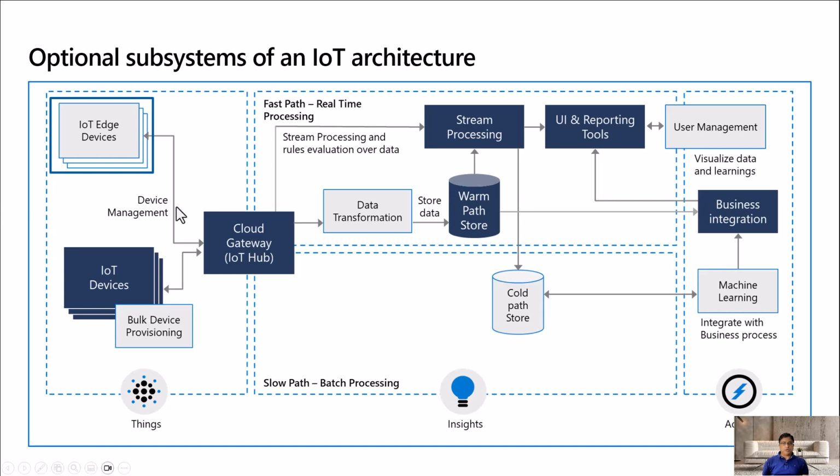Then the second part is your bulk device provisioning. Bulk device provisioning helps you deploy a fleet of devices in one shot. So that helps you do it in a much faster way, and in bulk fashion you can deploy multiple devices. Then the third option is your data transformation. Data transformation is a component that helps you get an analysis of the telemetry data which is coming from the devices.